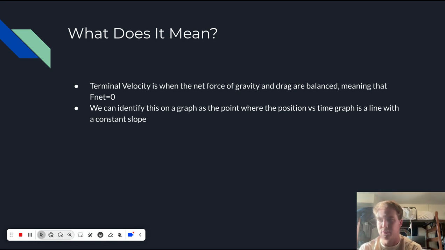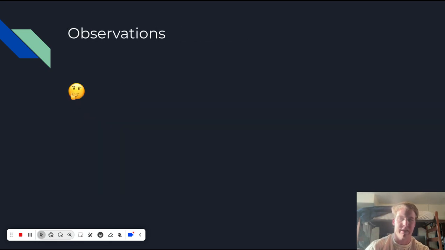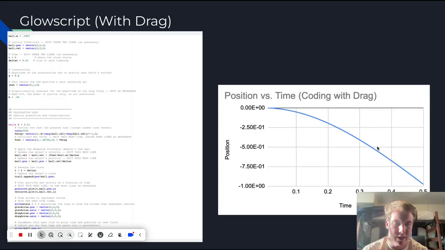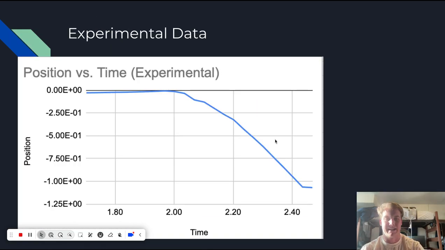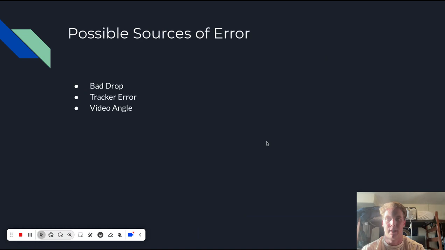So we're discussing terminal velocity here. Terminal velocity is when the net force of gravity and drag are balanced, meaning that F net equals 0, and thus we have no acceleration. We can identify this on the position versus time graph, where the velocity is aligned with a constant slope. So here in the GlowScript with drag, we can see a terminal velocity, not here because there's no drag, so there's no terminal velocity.